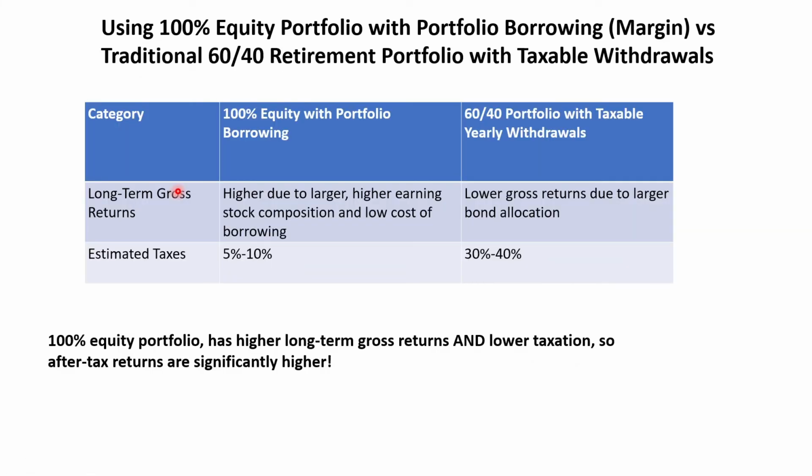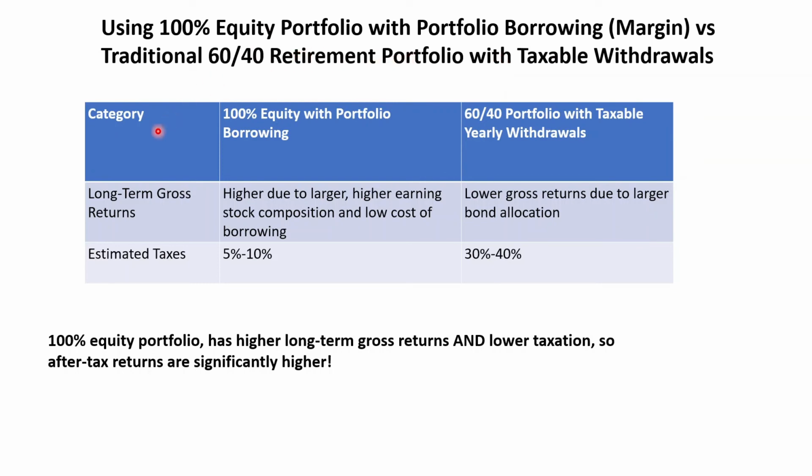Now in the next few slides, I really want to show you the vast advantage that comes with using a 100% equity portfolio with portfolio borrowing in retirement, or margin borrowing, as opposed to the traditional 60-40 retirement portfolio that comes with taxable withdrawals. It's going to be lower earning, right? Because you have a heavier bond allocation, and the taxes are going to create a drag, especially since you have the rebalancing here.